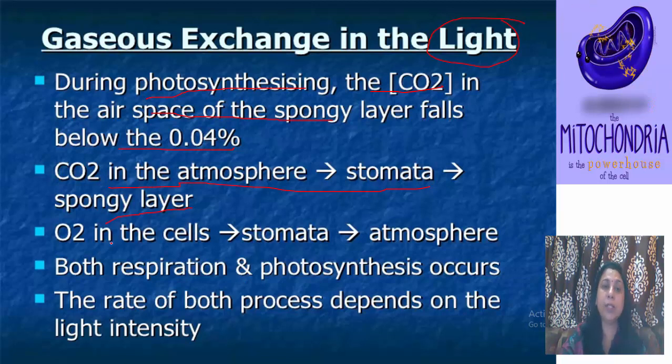At the same time, oxygen in the cells goes through the stomata to the atmosphere, because during photosynthesis, what is produced? Oxygen is produced. A little amount of this oxygen is used by the plant for respiration. But most of the oxygen produced during photosynthesis comes out to the atmosphere through the stomata. That means the gaseous exchange in the plant takes place through stomata during the light.